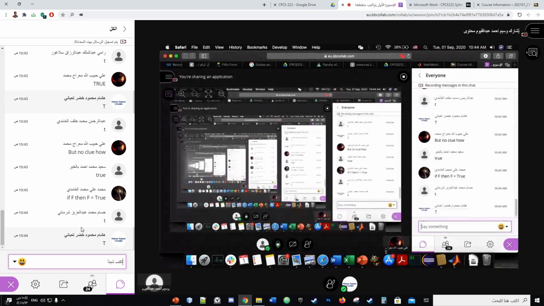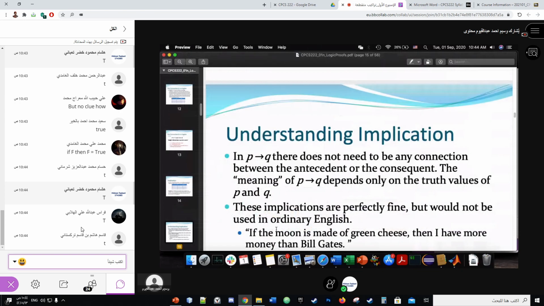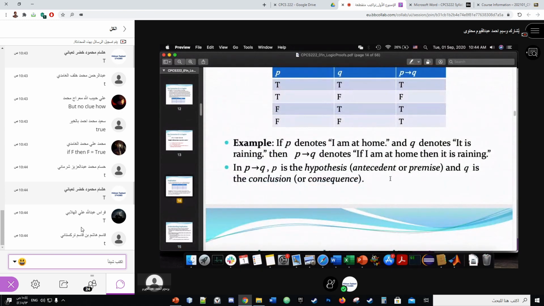So false, then false is true. Very good. According to the truth table, we have false and false is true. This is false: the moon is not made of green cheese, and I have more money than Bill Gates is also false. So false and false is true.